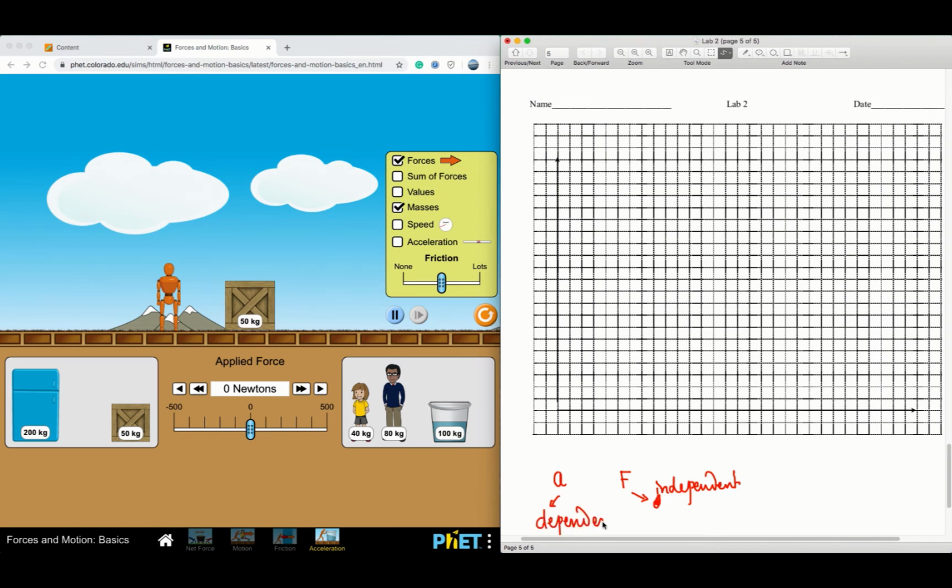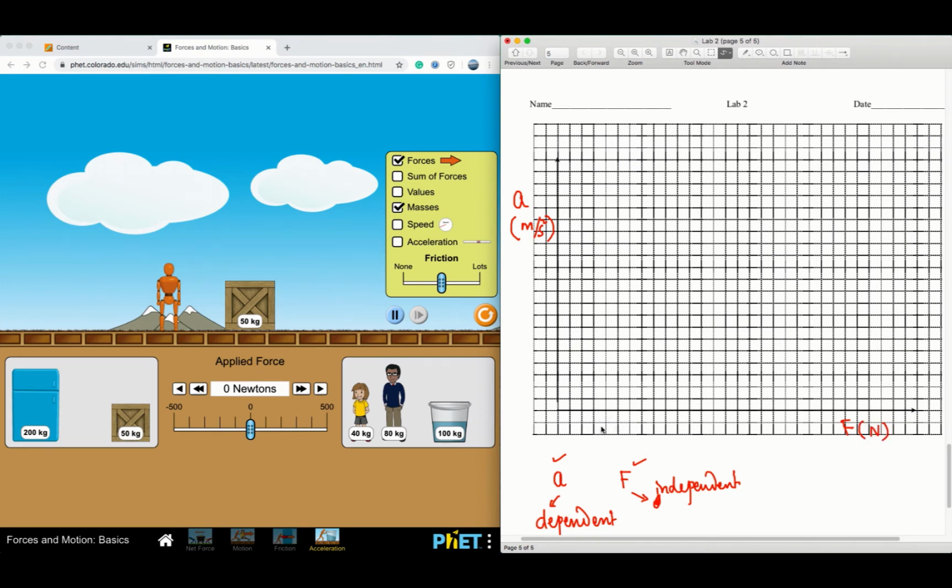In other words, acceleration depends on force. And last time we learned that the dependent variable goes on the y-axis. So this is the y-axis, and you write the dependent variable on the y-axis. Acceleration is measured in meters per second squared. And you write the independent variable on the x-axis. So force is the independent variable, it goes on the x-axis, it's measured in newtons.